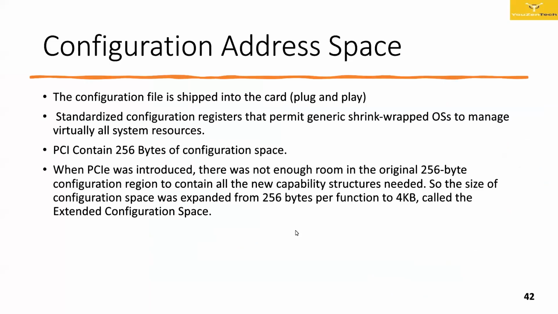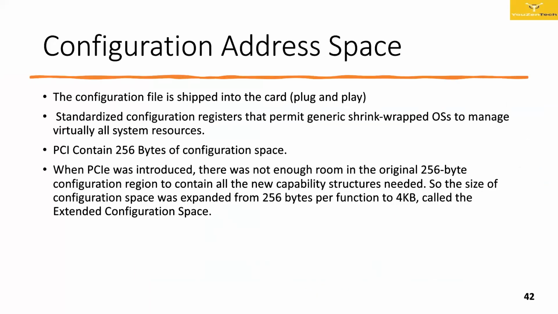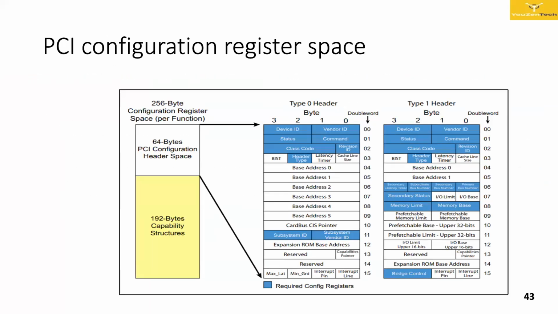Before I jump to other slides, I just want to explain this. I explained it yesterday also: this is the PCI configuration register space. We have two types of PCI configuration register space, called type 0 and type 1. This is present in every function. For each function it will be either a type 0 or a type 1.